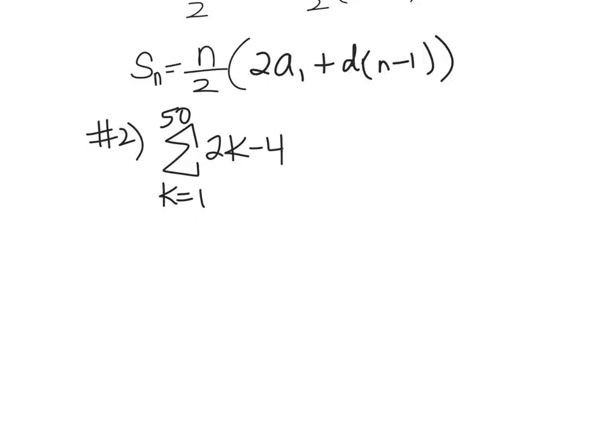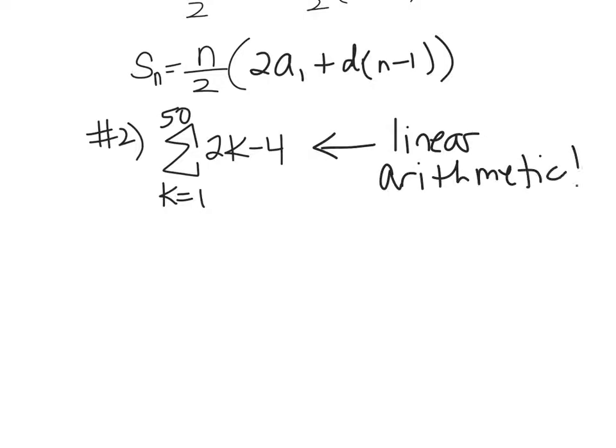If you notice right away, this is linear. And anytime you have a linear explicit formula, it's going to be arithmetic. We know that, it's arithmetic. So I can use the arithmetic sum formula. So here we go. How many numbers am I adding up from 1 to 50?